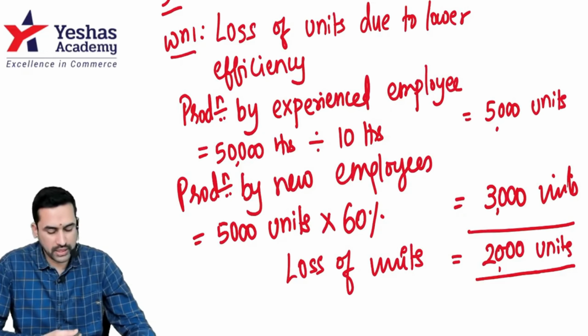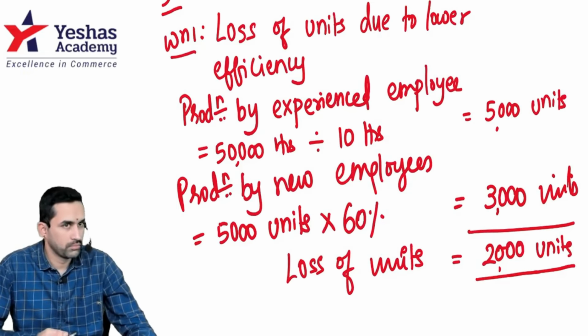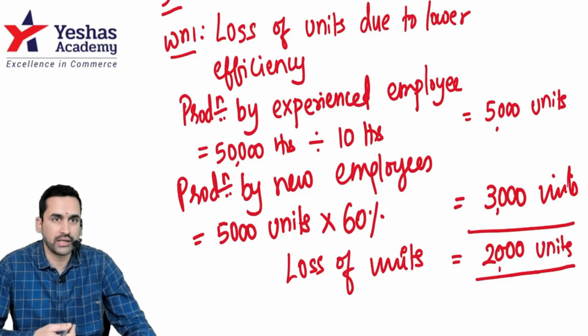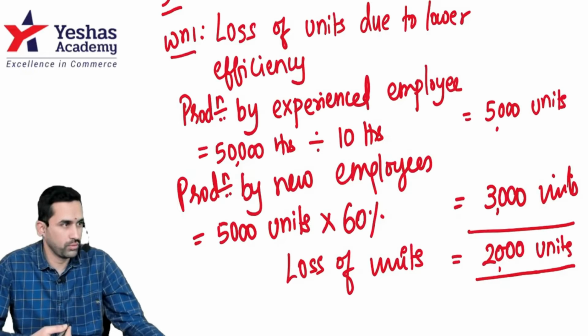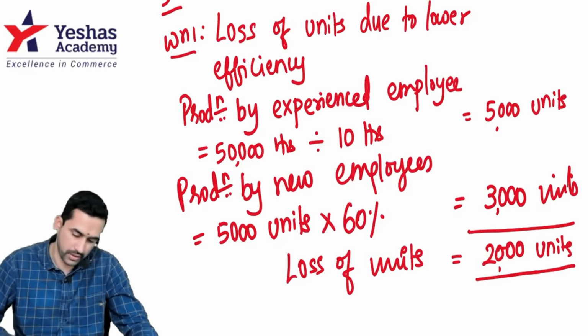What if they say the efficiency of new employees was 100%? Then even in training they would have produced 5,000, and this would be zero. But practically speaking, that can't happen. New joinees will take more time, so they will be slow compared to experienced employees.